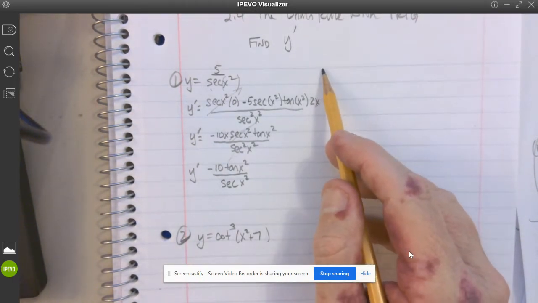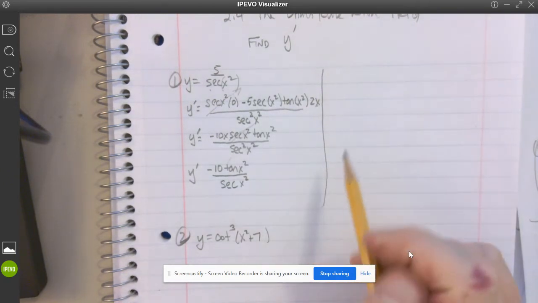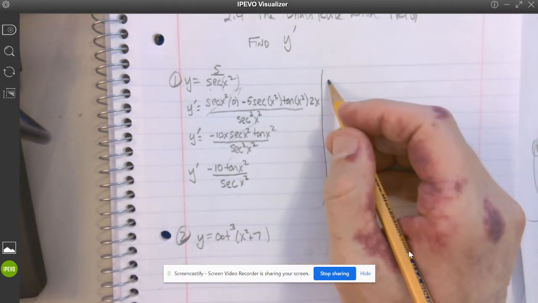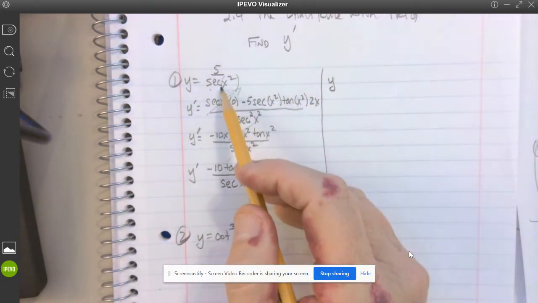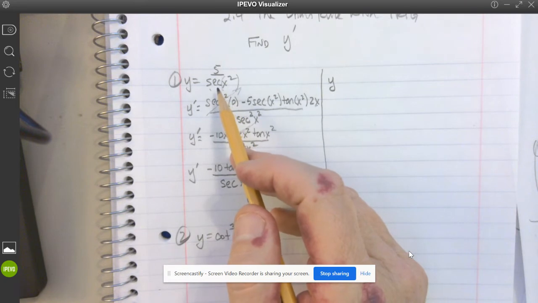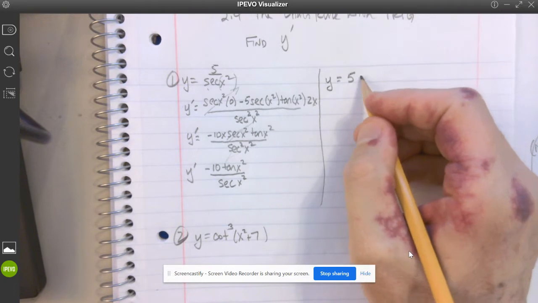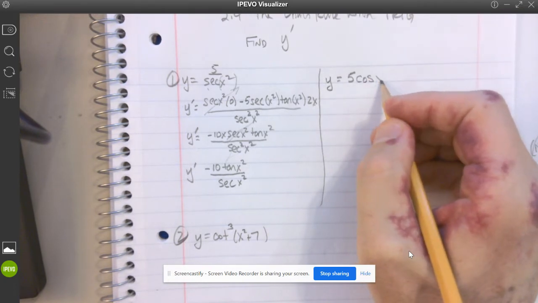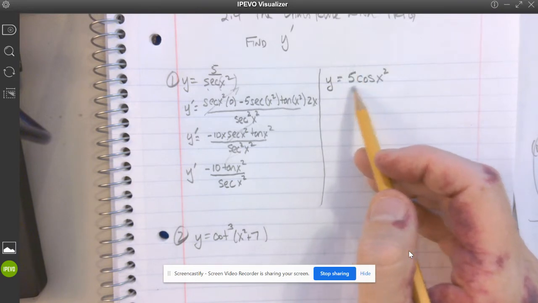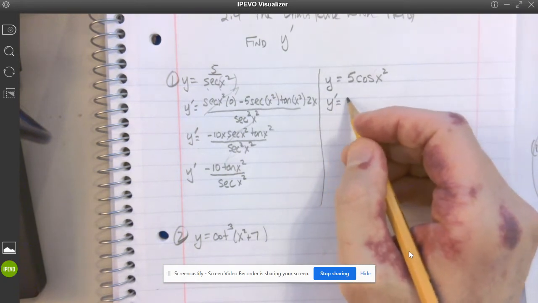Now, hopefully, when I started this and I said quotient rule, you said, whoa, why don't we make it a product rule or just a chain rule? You can always change trig functions to sines and cosines, and since secant is a reciprocal of cosine, it looks to be a much easier problem to do it like this. It's not really a product because 5 is a constant multiple. It is a chain because it's the cosine of x squared. So we should be able to do this one pretty quickly.